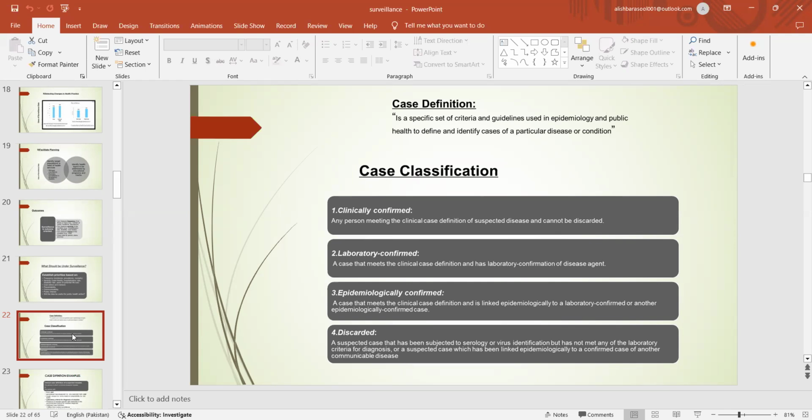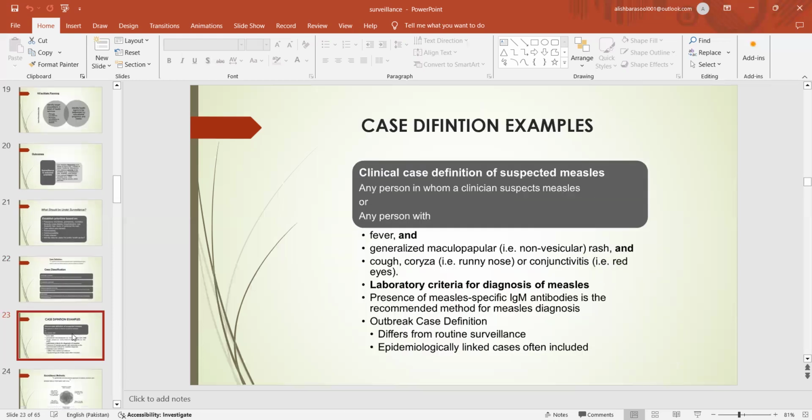Laboratory confirmed: a case that meets the clinical case definition has laboratory confirmation of a disease agent. Epidemiologically confirmed: a case that meets the clinical case definition and is linked epidemiologically to a laboratory confirmed or other epidemiologically confirmed case. A suspected case that has been subjected to serology or virus identification but has not met any of the laboratory criteria for diagnosis, or a suspected case which has been linked epidemiologically to a confirmed case of another communicable disease.